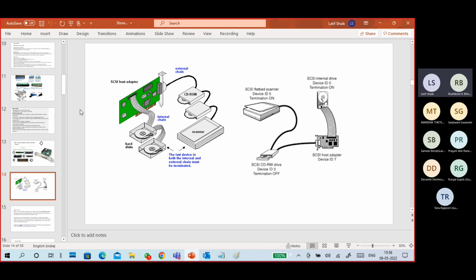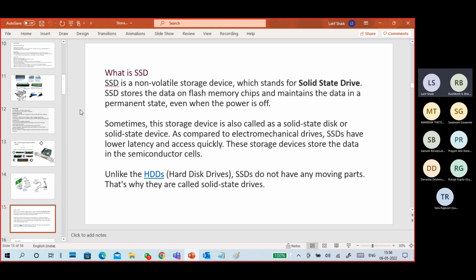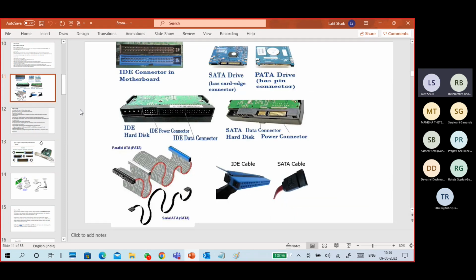See, this adapter is internally connected with a hard disk. Externally, a CD-ROM and a scanner are connected. Same in the other diagram: there is a SCSI host adapter connected to the CD-ROM and a scanner, and it's also connected internally to a hard disk. So this is about your SCSI.